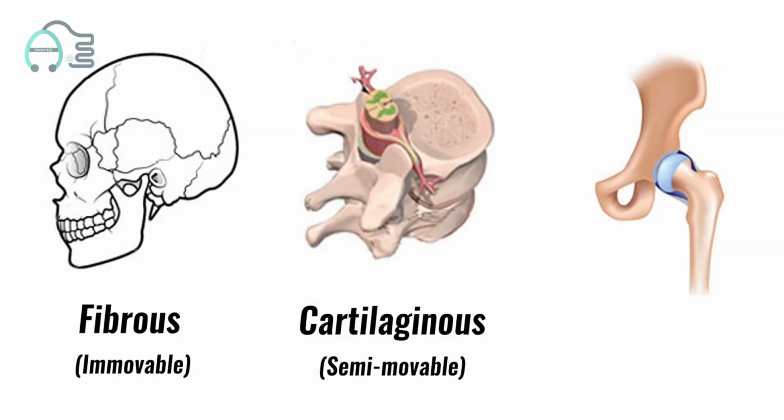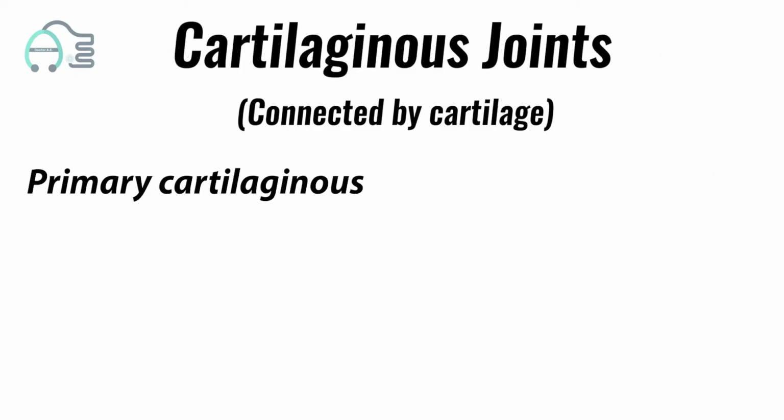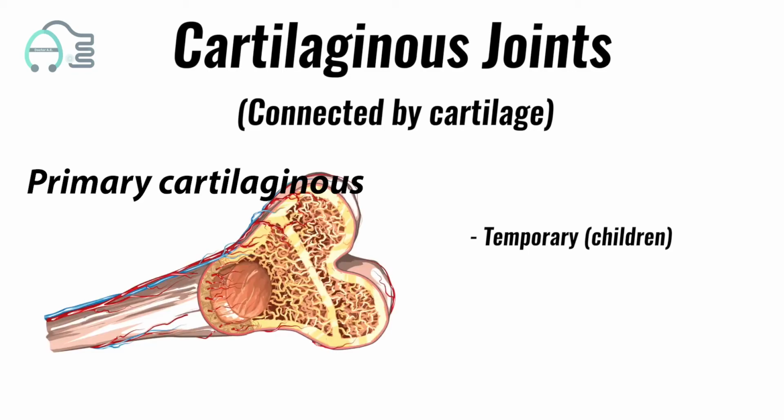Cartilaginous joints. In this joint the bones are united either by hyaline cartilage or by fibrocartilage. Primary cartilaginous joints. This type is strong and immovable because the bones are united by hyaline cartilage. This type is temporary and is replaced later. Examples: epiphysis and diaphysis of a growing long bone, costochondral joint and the first chondrosternal joint.